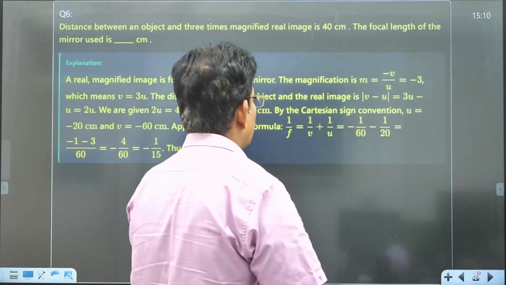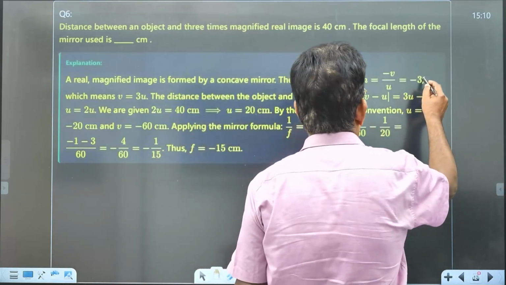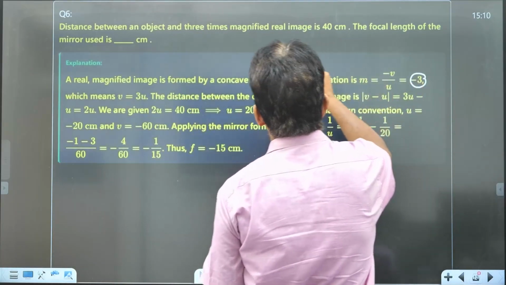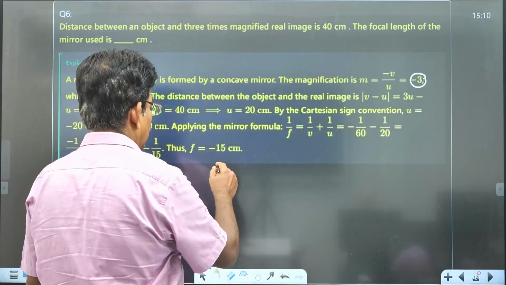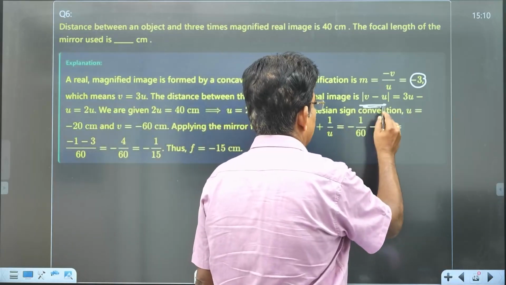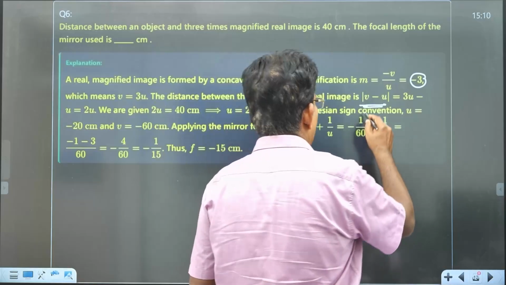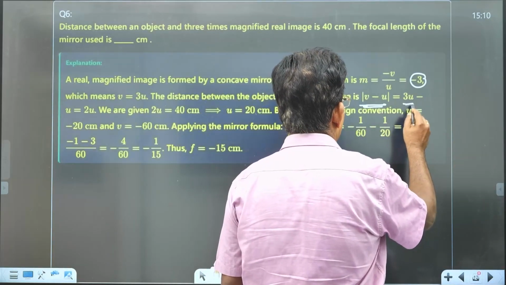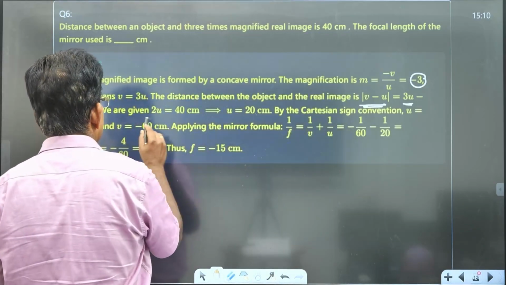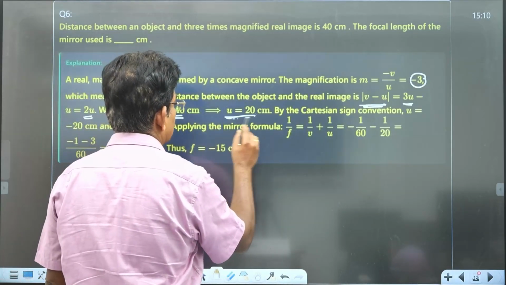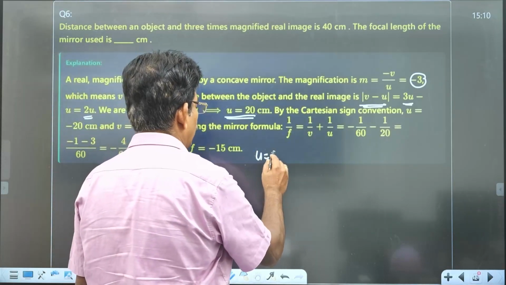Let us go to explanation quickly. Here, magnification is coming to be -3, because it is a real, magnified image. So here it is given that magnitude of V minus magnitude of U, numerical value only. Distance, we have to take numerical values. So magnitude of V minus magnitude of U is magnitude of 3U minus U, that is 2U. And the distance is coming to be 40 centimeter, so U is coming to be 20 centimeter. Therefore, object distance is coming to be 20 centimeter.